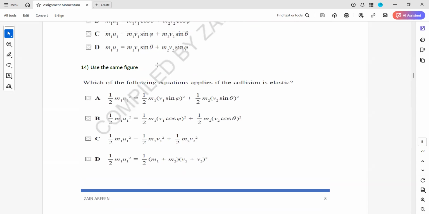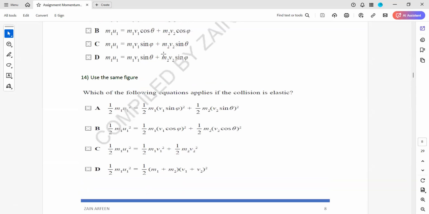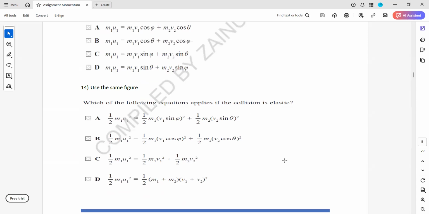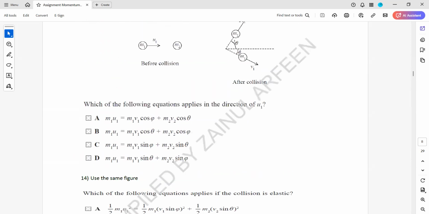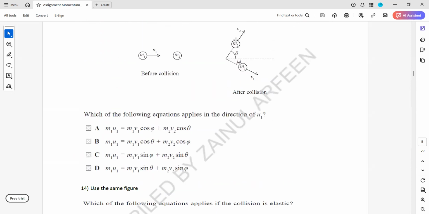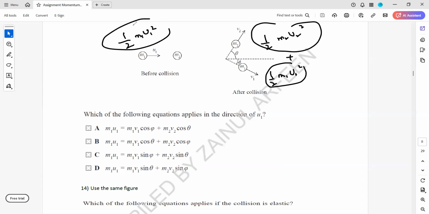Question 14, use the same figure. Which of the following equations applies for elastic collision? So for elastic collision, the kinetic energy before should be equal to kinetic energy after. So half m1 u1 square. For kinetic energy, we don't bother about the angles. So it will be half m1 u1 square is equal to half m2 v2 square, and this will be half m1 v1 square. So we add these energies here and that will be equal to the initial energy of this one.